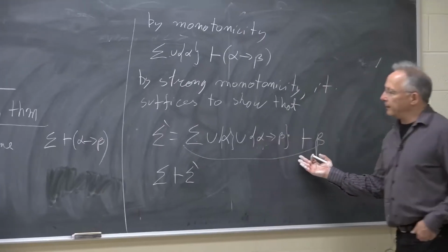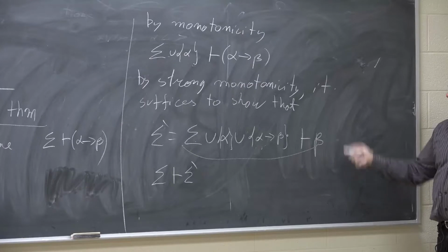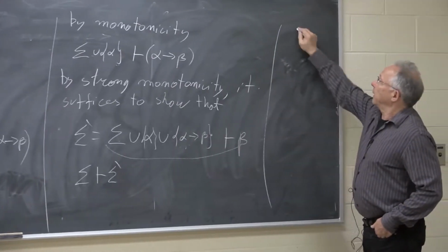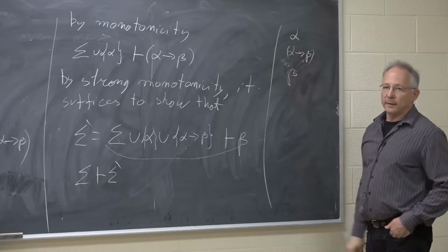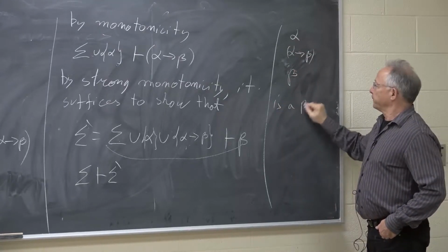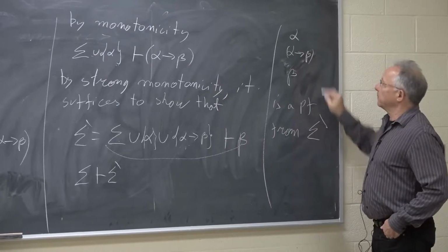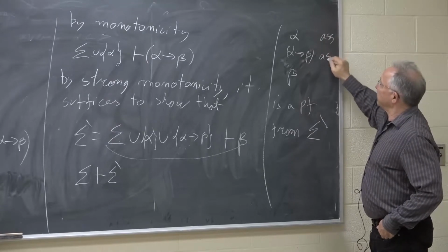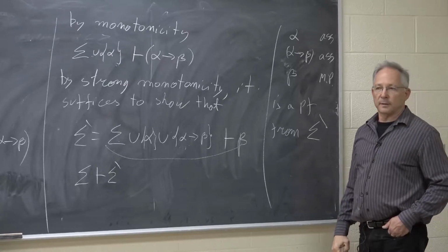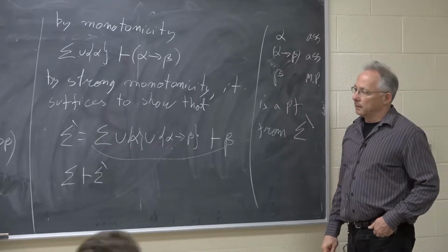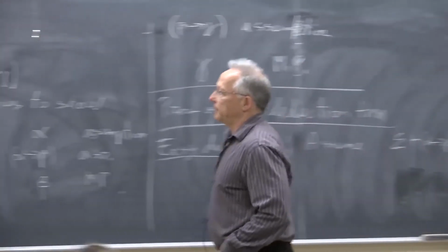But how do I prove beta from sigma prime? That's trivial, modus ponens. I just write alpha, alpha arrows beta, beta is a proof from sigma prime. Because these are assumptions, that's a modus ponens. So we did one direction of the deduction theorem.